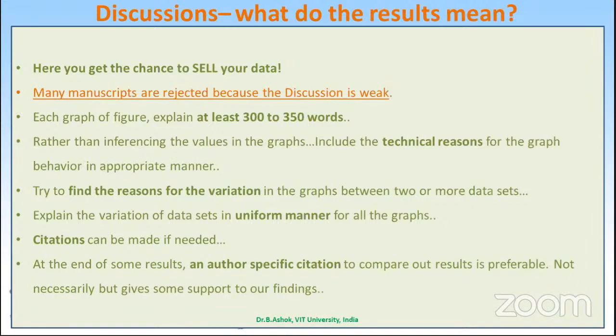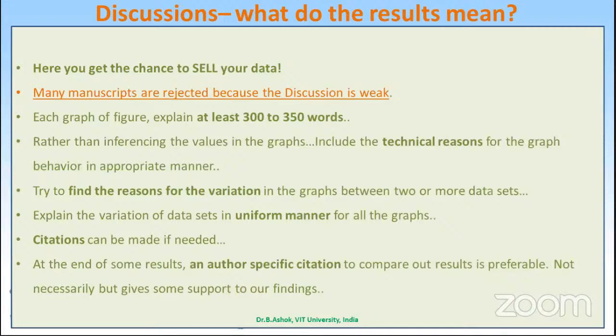Try to find the reasons for the variations in the graph between two or more data sets. Explain the variations of the data sets in a uniform manner for all the graphs. So if four data sets or six data sets are there, try to compare them for all the graphs in a uniform manner. Citations can be made if needed to support your results. It is not mandatory, but it can be done if it is good.